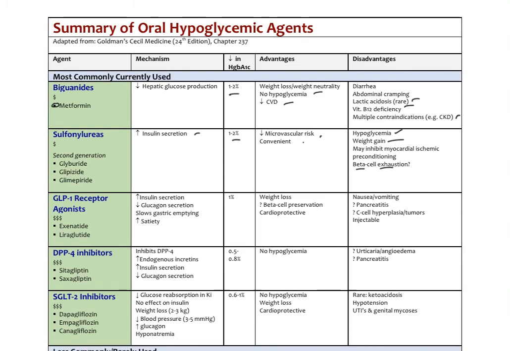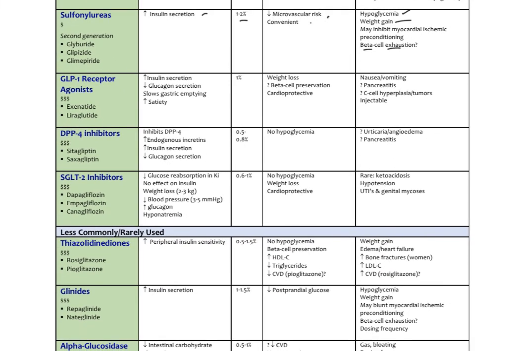GLP-1 receptor agonists: expensive, but again, as they come off patent, hopefully that should be less. The problem with these is that because they're injectable, the companies can patent the injection method, and so that makes it difficult for a company to copy that and make a generic out of it.